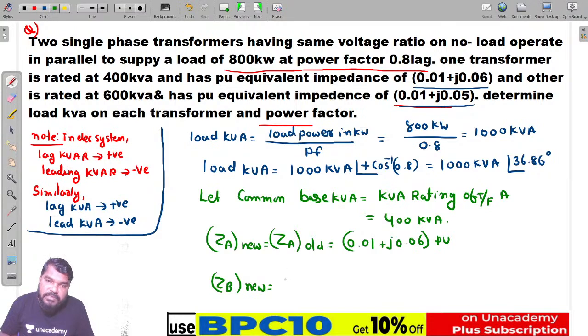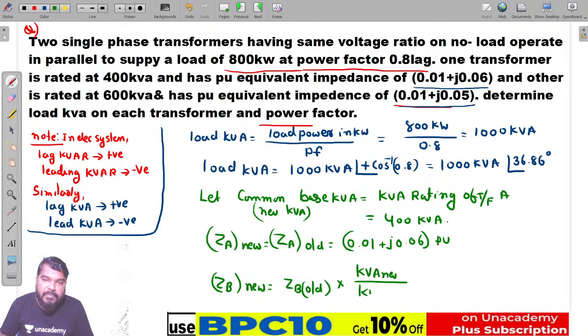So that is ZB whole multiplied by KVA new. It is a new KVA rating, okay? This one is a common base, meaning we have taken the new KVA rating: KVA new divided by KVA whole. Is all of it clear? Okay, KVA new divided by KVA whole. Now simplify this. ZB whole is equal to, so what is the value of ZB whole?